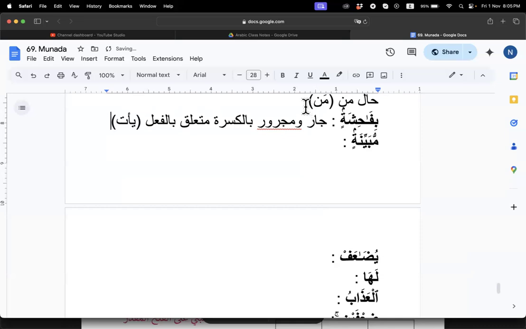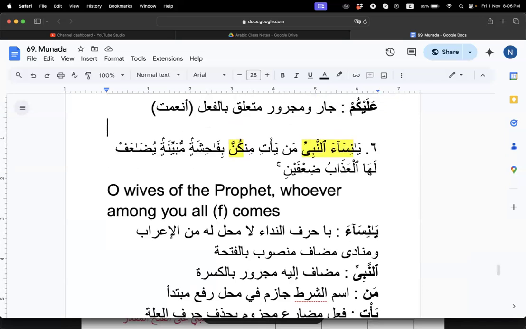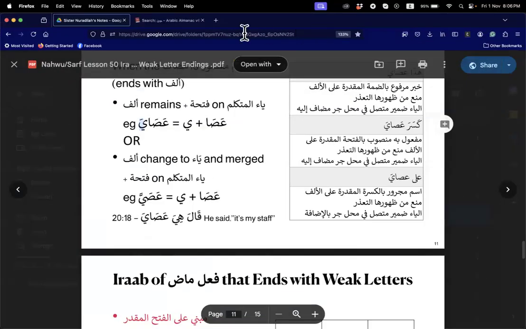Okay? Then I'm just curious: that means that the jar majrur, let's say it comes after the fi'il, it becomes the condition, the hal of what? Okay, so it's not actually about coming after the fi'il. This man just comes with, must come with a sila, right? The shart, so in this case it's the fi'il shart, yes?